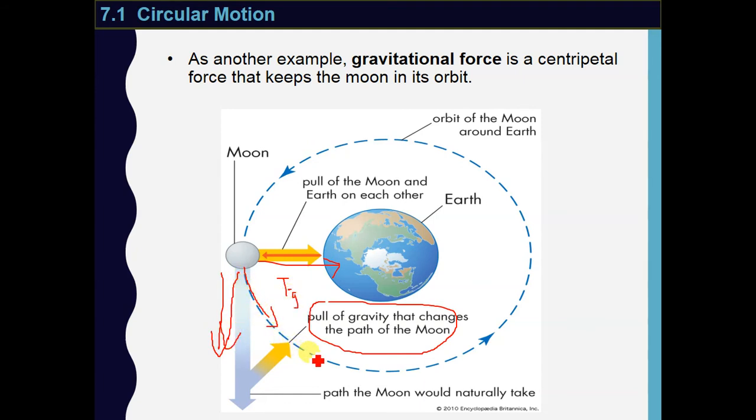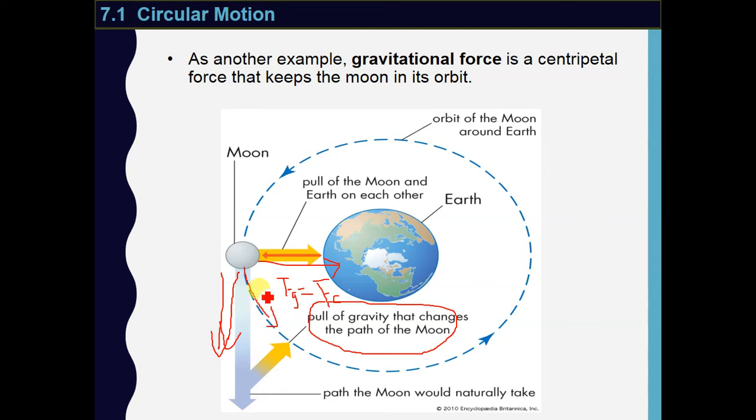Instead it will move in its circular path around earth. Okay, so what is the type of centripetal force here? What causes the centripetal force here? It is the gravitational force. Okay, so we have many examples.